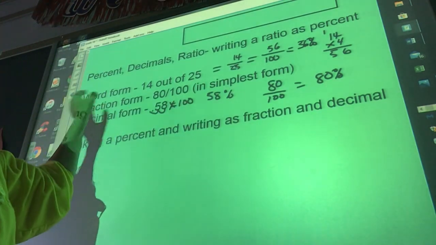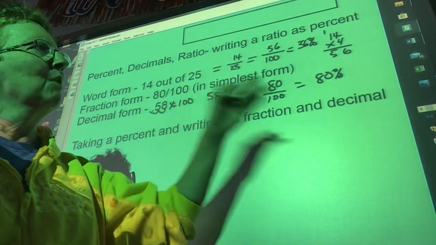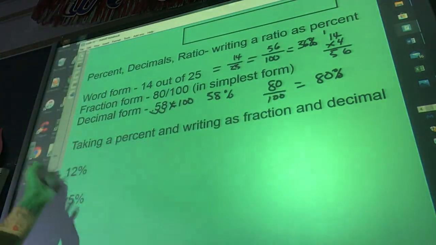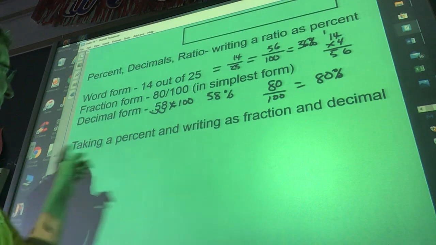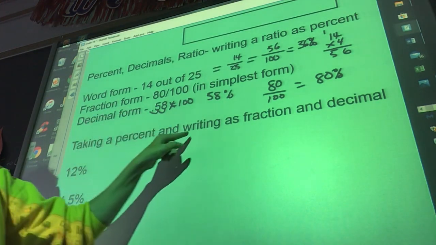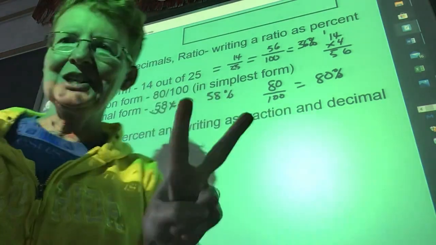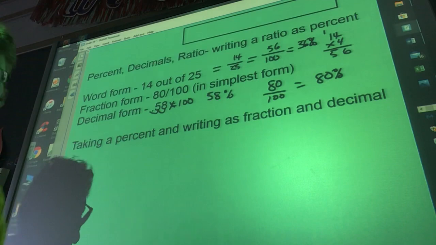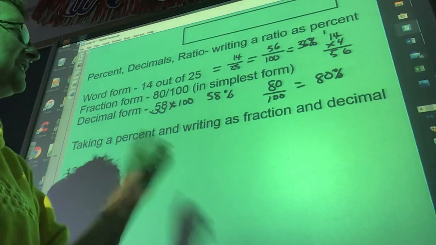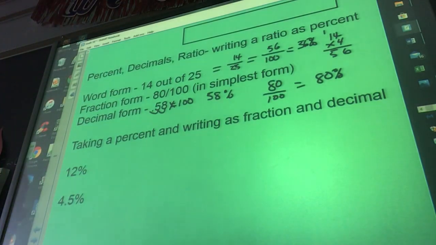Now, that's the first section that they're going to ask you to do. They're going to give you a ratio in one of these 3 forms, and they want you to change it to a percent. Then they're going to give you a percent, and they want you to change it to a fraction and a decimal. So they're going to ask you for 2 things. I have 2 examples here of percents that we're changing to a fraction and to a decimal, which is really easy.